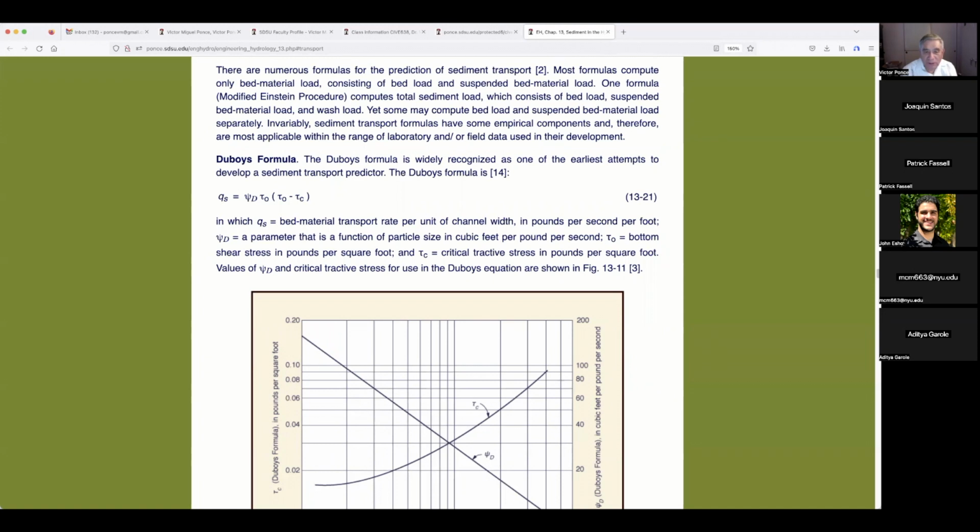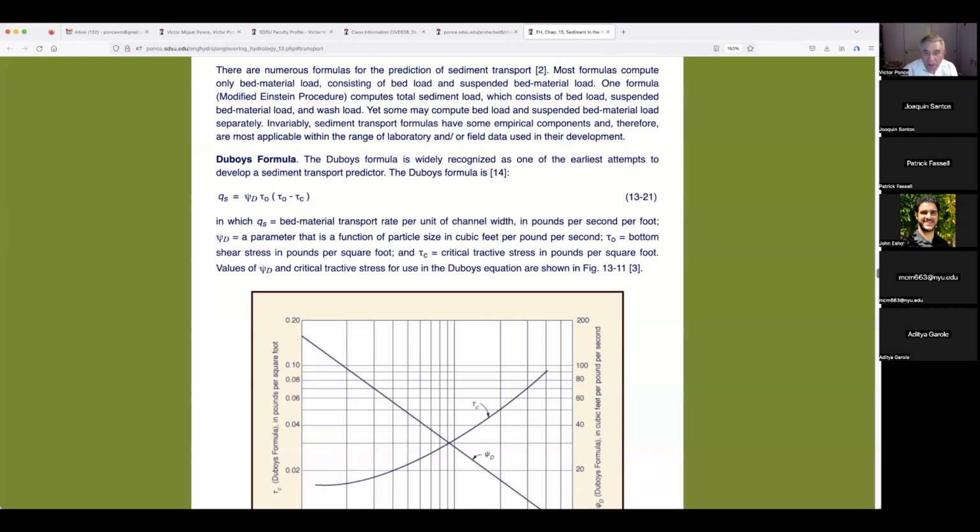So in the equation, tau sub naught minus tau sub C, that is the shear that is actually the moving shear because you're subtracting the critical tractive stress. And that is multiplied by psi sub D, which is just a parameter that Mr. Dubois developed as part of the method. Now, as I understand it, this method is one of the earliest attempts, and we put that in there because we know this to be a fact.